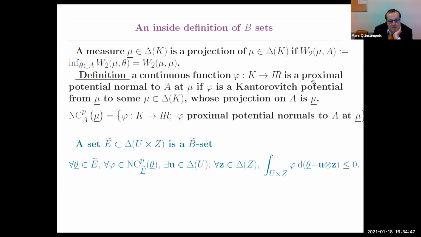So you have exactly the same definition of proximal normal. And now again, Jerome, it's very important that it is W. So we have this notation for the set of proximal normals. In fact, of course, we have a measure, the proximal normal in the dual set, so it is a set of functions. And the inside condition that Xavier wishes is: E tilde is a B tilde set if and only if, for every theta in E tilde, for every proximal normal to the set E tilde at theta, there exists some action u. For every z, we have this condition. So this answers your question. So we have the equivalence of the inside condition and the B tilde set.